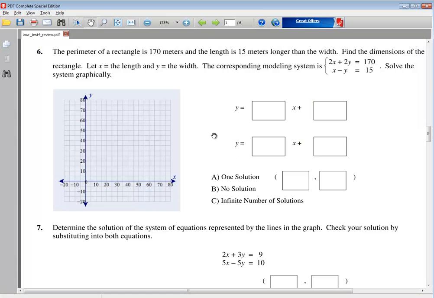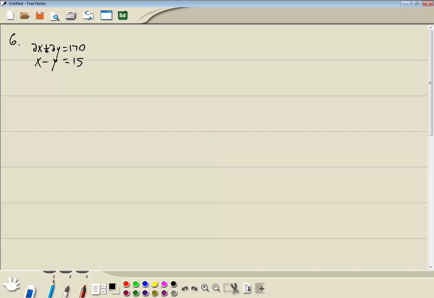Looks like they're again indicating they want us to solve it graphically. So let's try that. See how we do. Now we want to solve each one of these for y. Okay, so this one I'm going to take 2x over. So we got 2y is equal to negative 2x plus 170. Divide everything by 2 to get y by itself. And we will end up with y is equal to negative x plus 85.